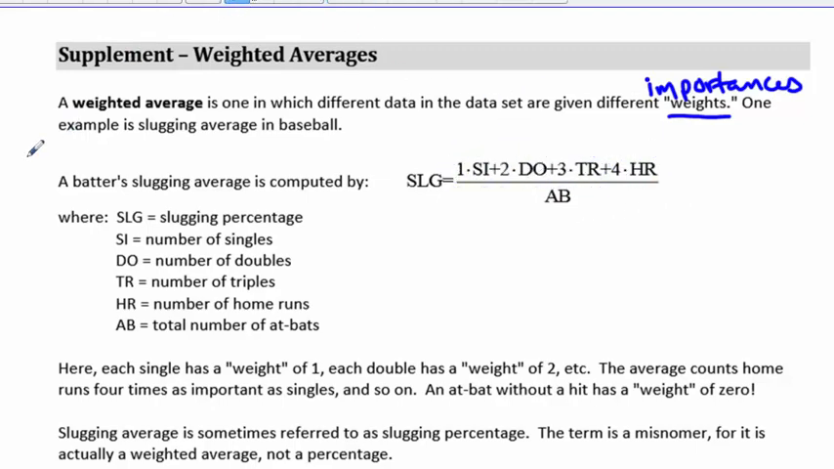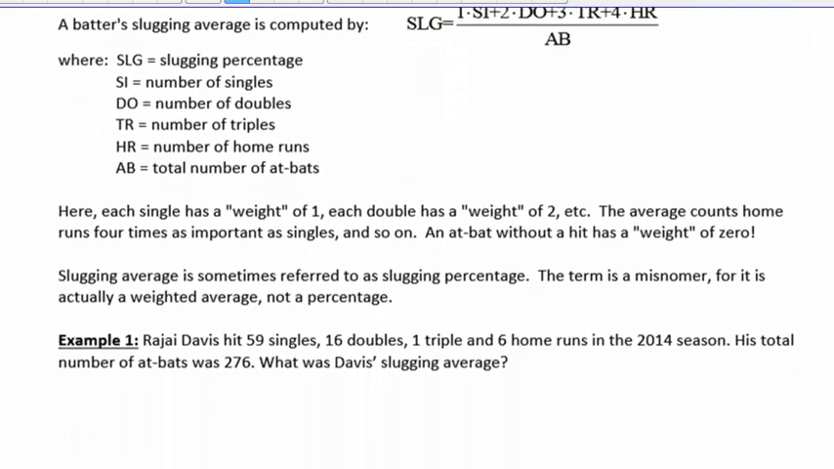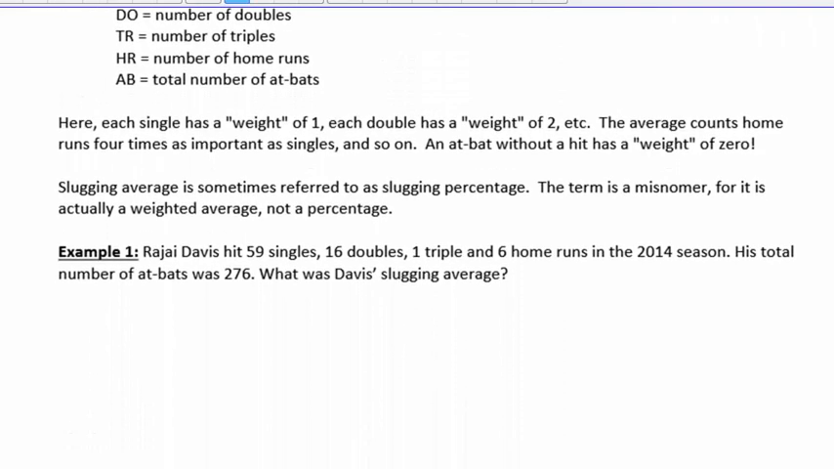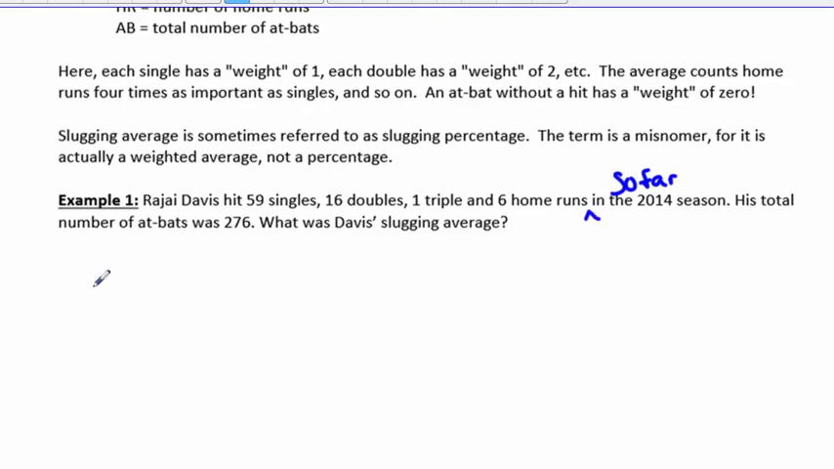Let's take a look at an example of this in practice. Davis hit 59 singles, 16 doubles, 1 triple, and 6 home runs so far, I should say, since I collected this data before the season was over, so far in the 2014 season. His total number of at-bats was 276. That's what we're going to measure his success against. So let's compute his slugging average.